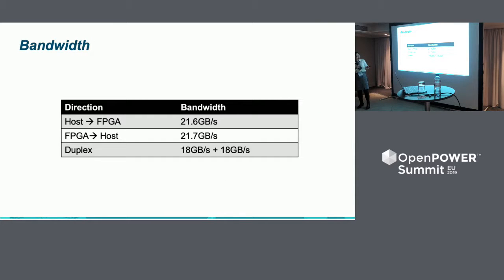Okay, so some numbers about the bandwidth. Actually, I didn't update. Today the bandwidth can get to 22 gigabytes per second in the best case. And for duplex, that means we have 18 for read and 18 for write at the same time. For most use cases, I think these numbers are pretty good. Because on SNAP 2, the number from host to FPGA is a little less than 14 gigabytes per second. So it has increased quite some.